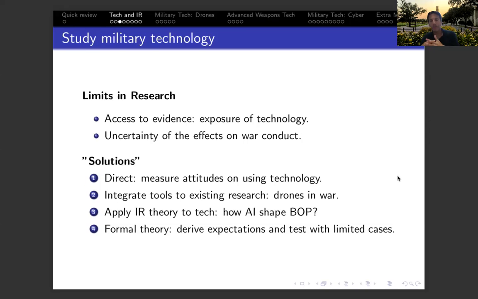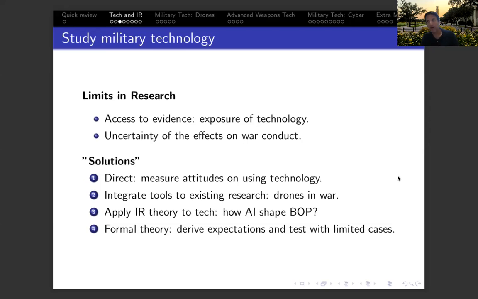So we ask questions to the public, which, as I told you already several times, is the easiest type of subject for those kinds of studies to use. But it also relates to collecting the attitudes of elites and military officials to learn more about their attitudes in that sense. Another solution is to use existing data on conflicts and add those new tools into this existing research.